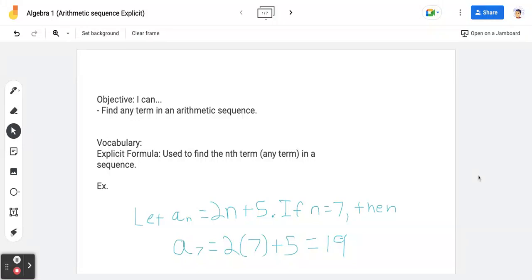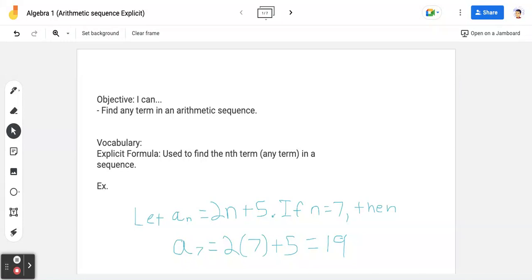What's going on, everyone? Today's objective: I could find any term in an arithmetic sequence. We spoke about recursive formulas already. Now we're going to go into what we call explicit formulas. The big difference with recursive formulas is that in order to know the next term, you must know the previous term. With explicit formulas, you don't need to. You could find any term at any time.